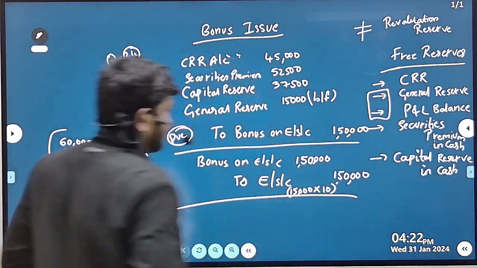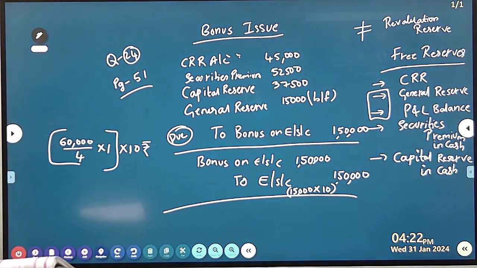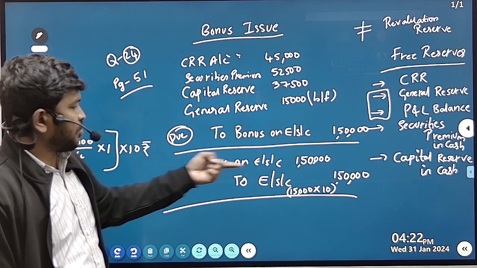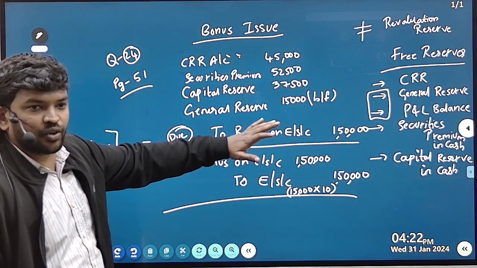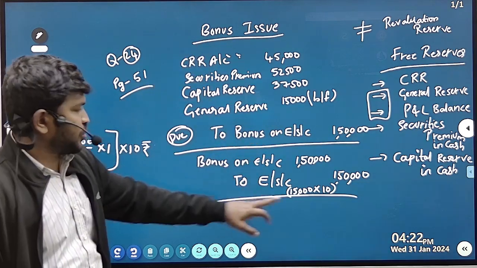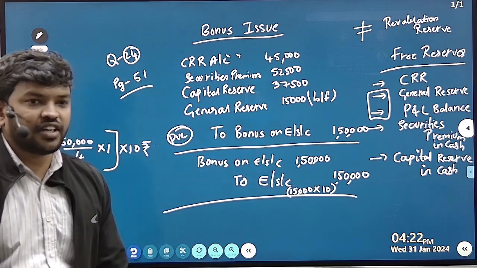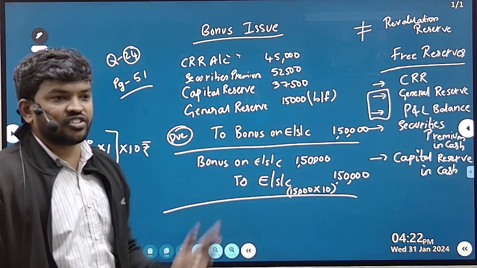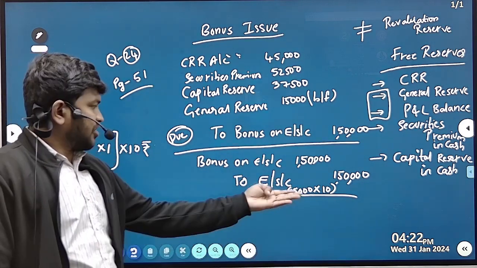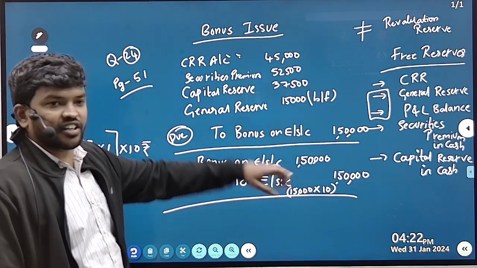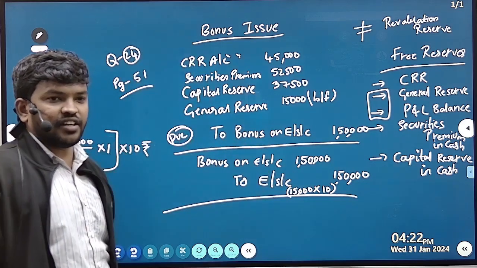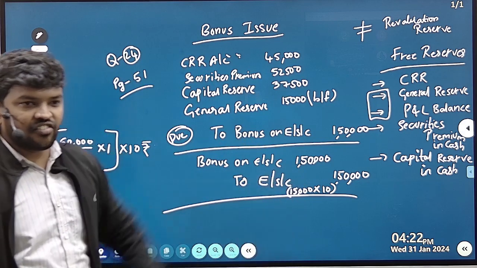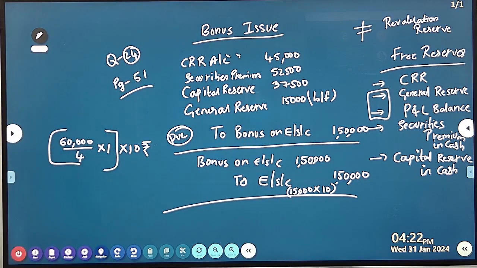1,50,000. Clear? Bonus payable to equity shareholders, debit and credit nullify, and directly it is reserves to equity share capital. Understanding? Here shares are allotted and the bonus shares are given to the existing shareholders. That's why equity share capital is credited. This equity share capital goes to the liability side in the share capital section. Understanding? Very simple entry. Clear?